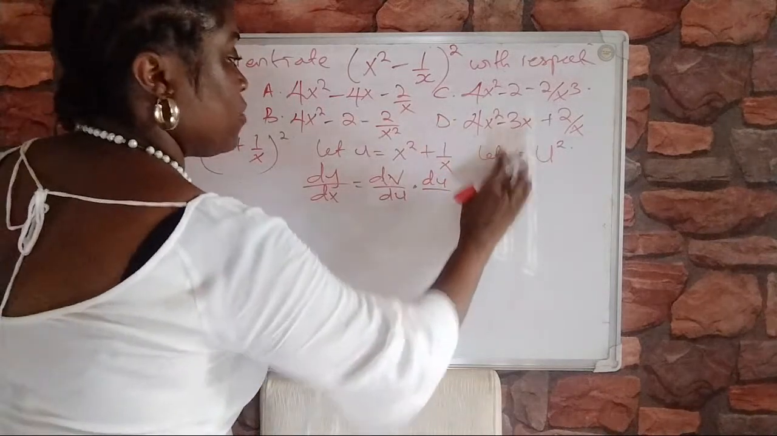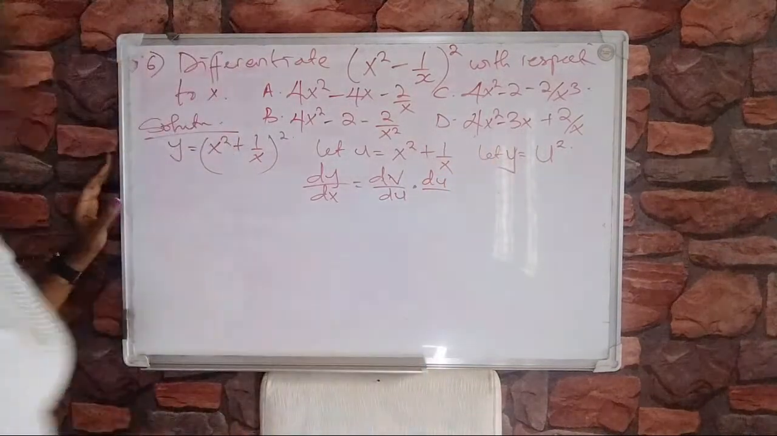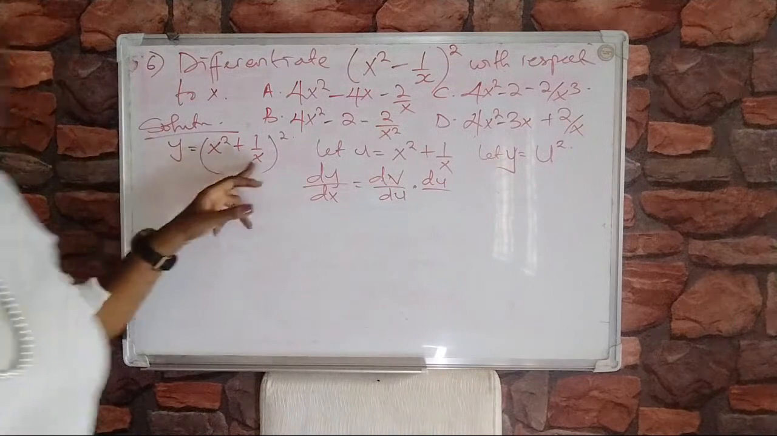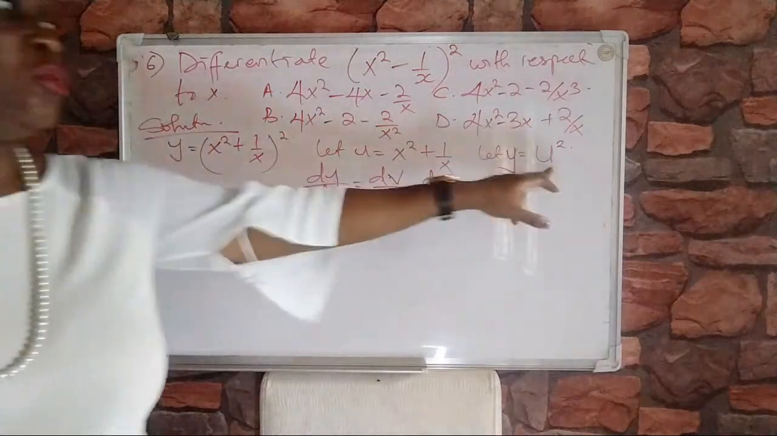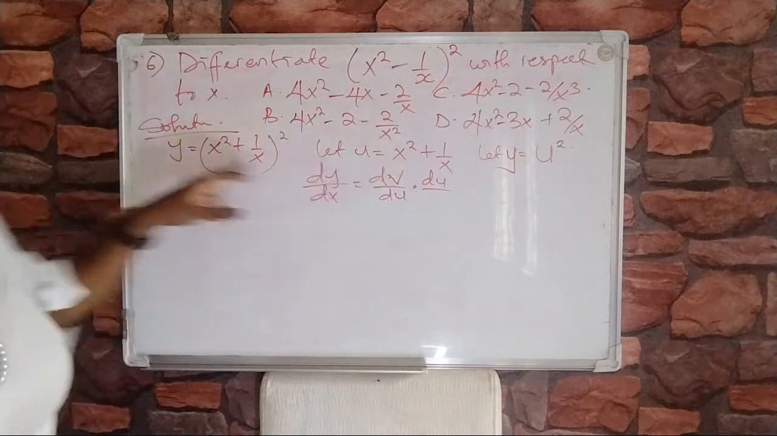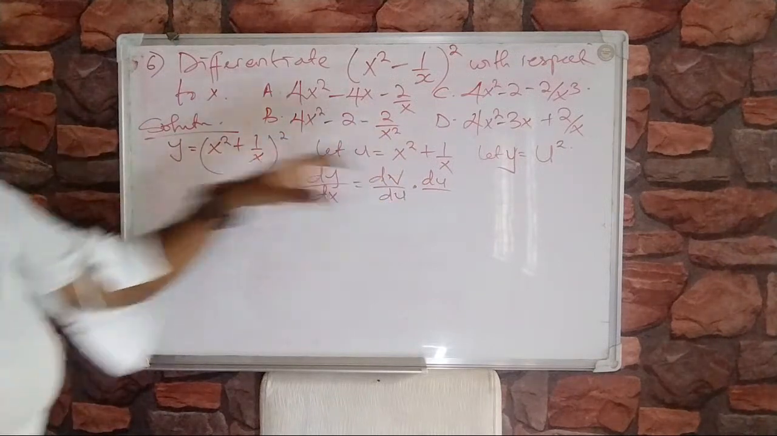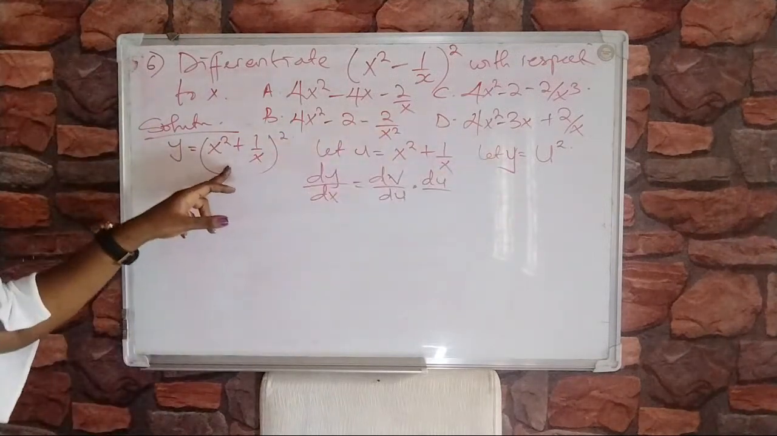Sorry, we say let y be equal to what? u squared. Let y be equal to u squared, because u is what? x squared plus 1 over x. Therefore, y will be u squared.